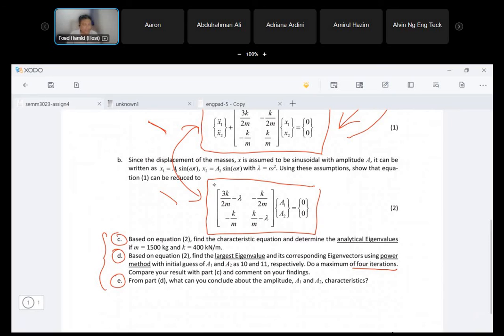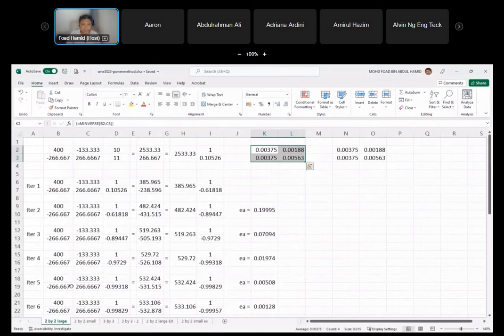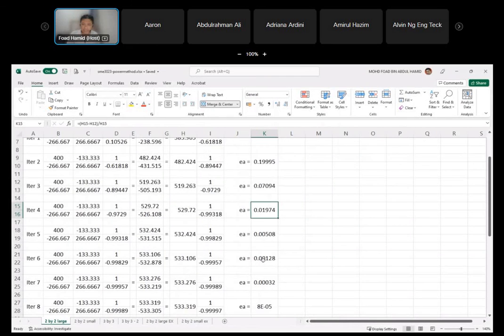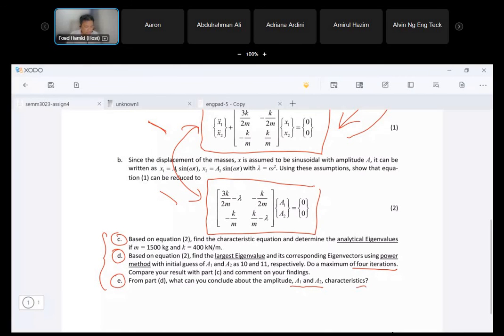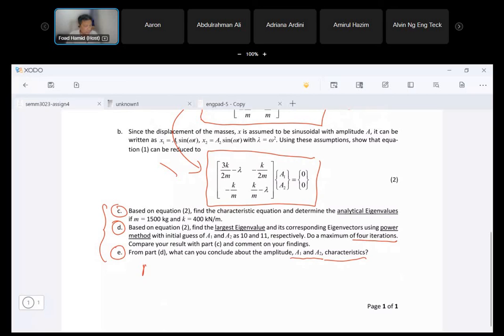Of course, a numerical method will have some errors, and I think the error is small enough. In this case, the absolute error is about 0.02. This is still good enough. And after 8 iterations, this is very small. From part D, what can you conclude about the amplitude A1 and A2 characteristics? So basically, A1 and A2 are in the opposite direction. Remember, there are two questions here.